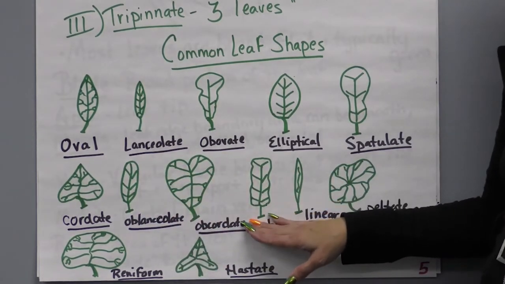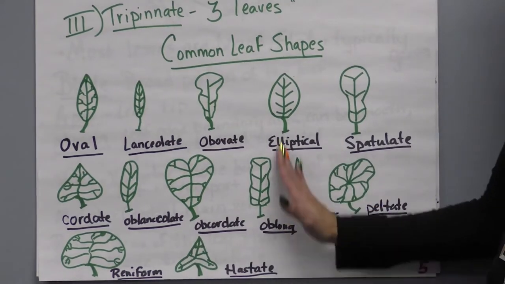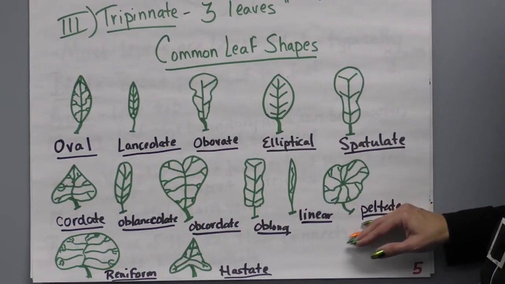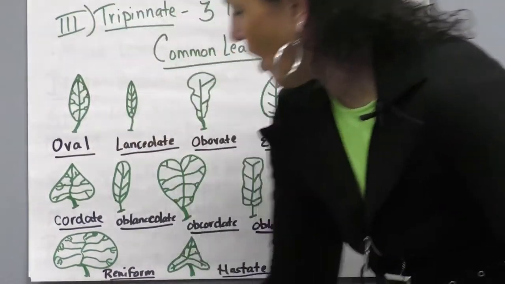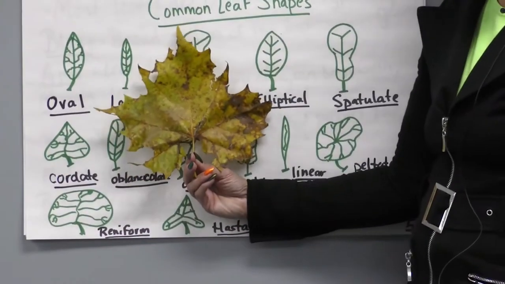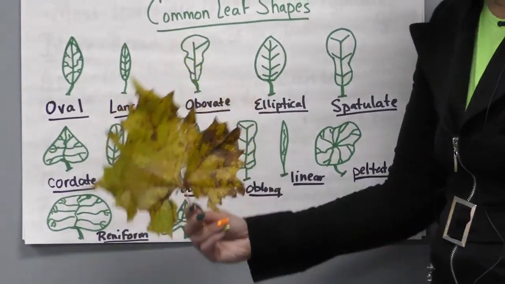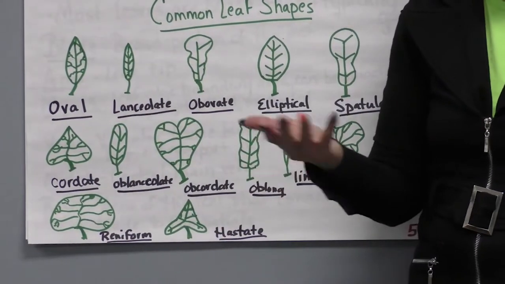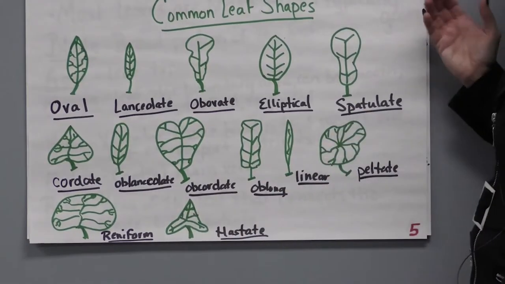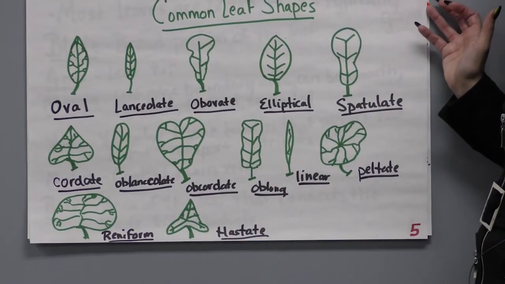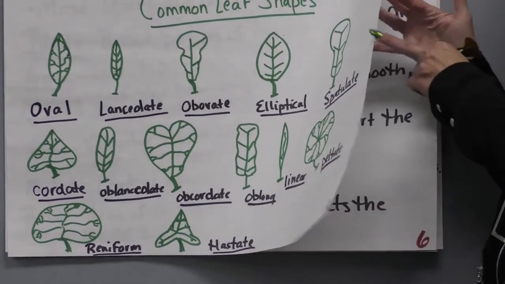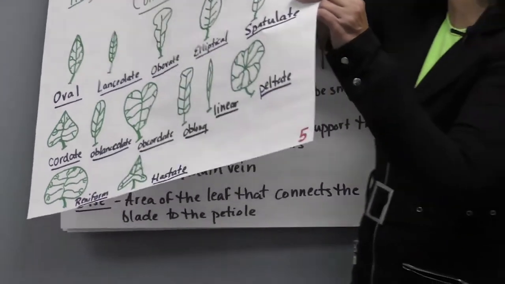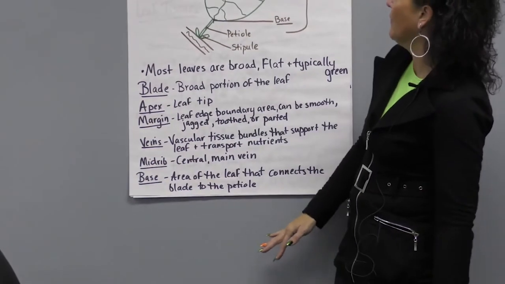We have one that's just plain oblong, linear, which is just a straight line. Then we have peltate, and then we have ones that are called reniform that sort of all radiate out. And then we have one that's called hastate. So different shapes of leaves have different names. I just wanted to give you a quick example of that so that you understand that there's a large variety of leaf shapes. So now let's look at leaf anatomy.